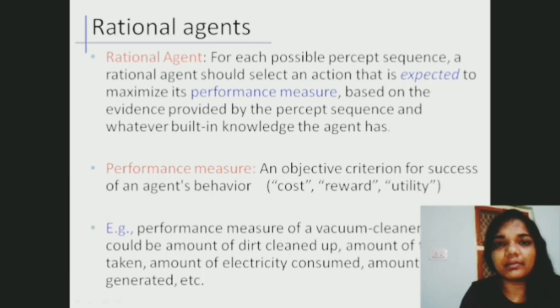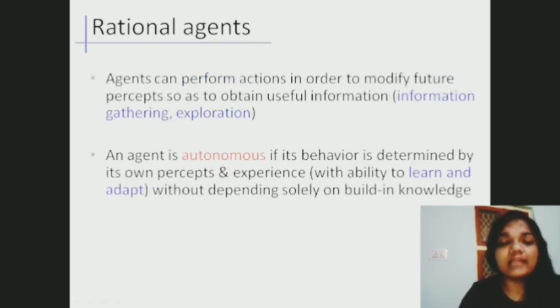So these measures will be different for different kinds of agents, but this is how some factors will be there, and based on the performance of those factors, the overall performance of the agent can be measured. Fine. Agents can perform actions in order to modify future percepts so as to obtain useful information, like information gathering, exploration, etc. An agent is autonomous if its behavior is determined by its own percepts and experiences, with ability to learn and adapt without depending solely on built-in knowledge.